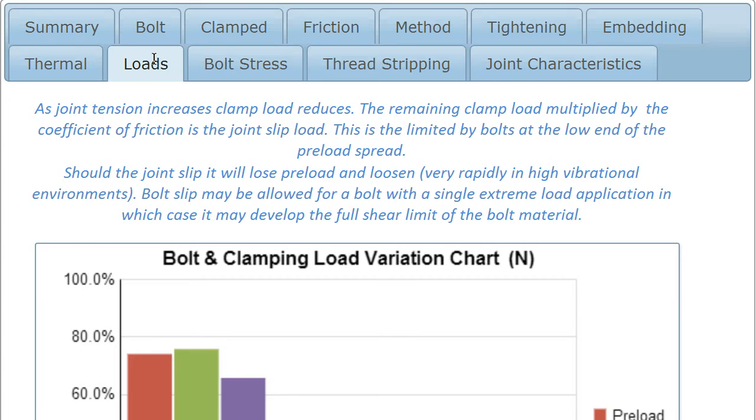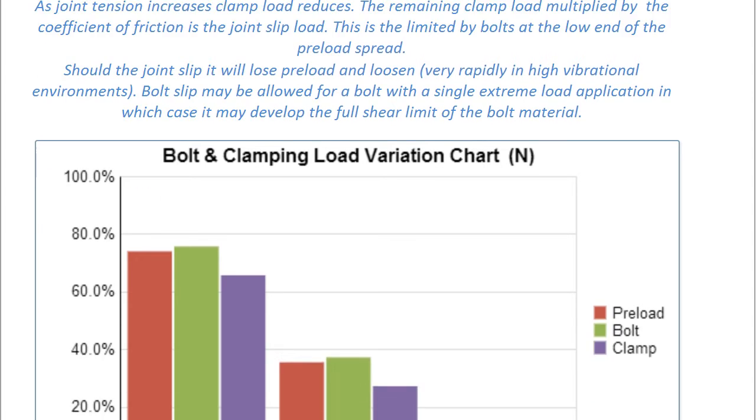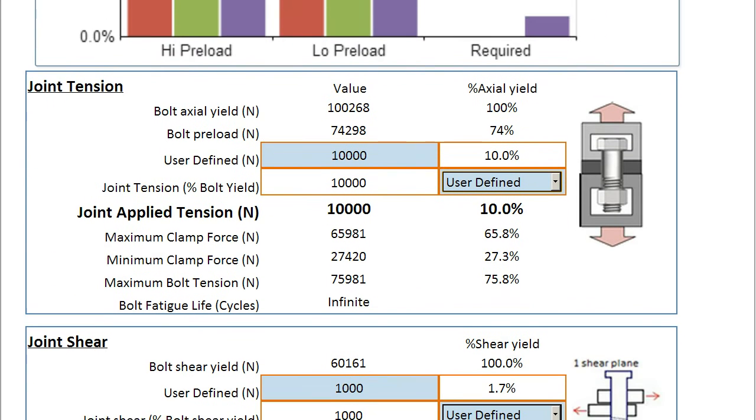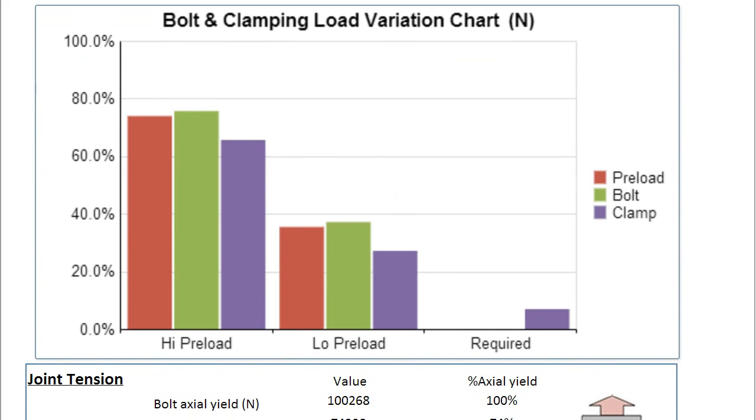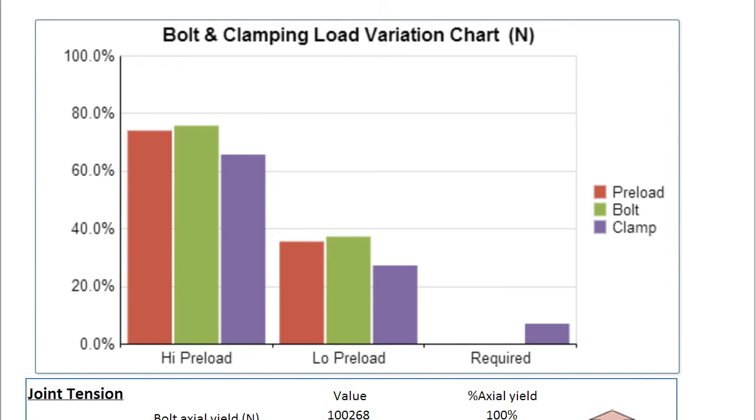The Loads tab in the wrap gives us a place where we can define the loads that are applied to our joint. Now, if I just take you down to the areas where we define the loads, we can define a joint tension and a joint shear load here. And to bring everything together, I'll use this chart to show how it ties in with other aspects of a bolted joint that we've already discussed.